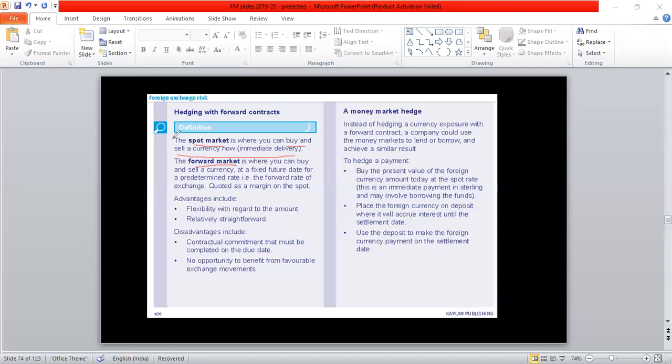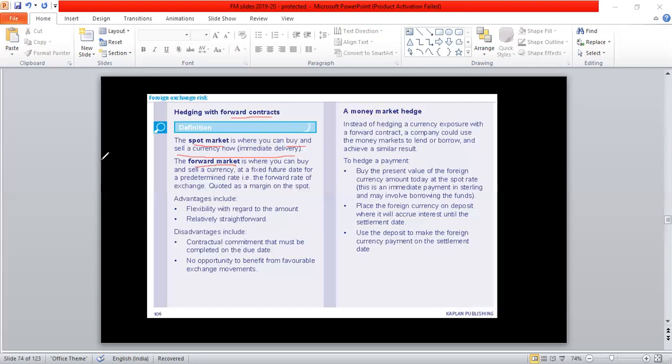Then we see a money market hedge, another thing. Hedging with forward contracts is, instead of fulfilling the obligation immediately as in the spot market, they are delaying that to be settled in the future period. It may be beneficial for them, it may not be, but as of now they are postponing that to a forward market and fulfilling the obligation on the future date. That is a forward hedge, the hedging with forward contracts.